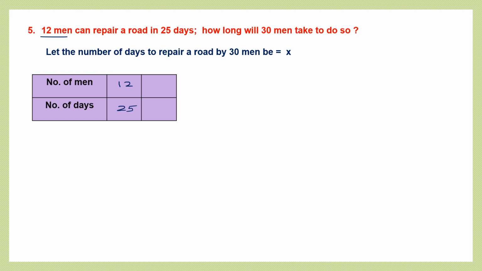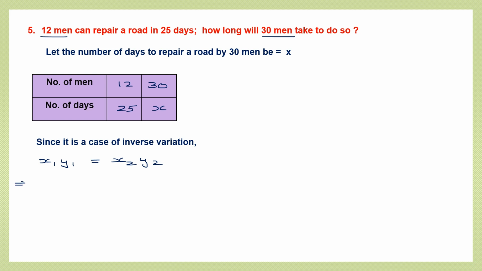Now here they're going to increase the men to 30. So now it's become 30 men, and if 12 men were there, they needed 25 days to repair a road. But now the number of men has increased, so they need fewer days. So this is a case of inverse variation, because when the number of men has increased, the number of days is going to decrease. And since it is a case of inverse variation, x1 y1 should be equal to x2 y2, the product.